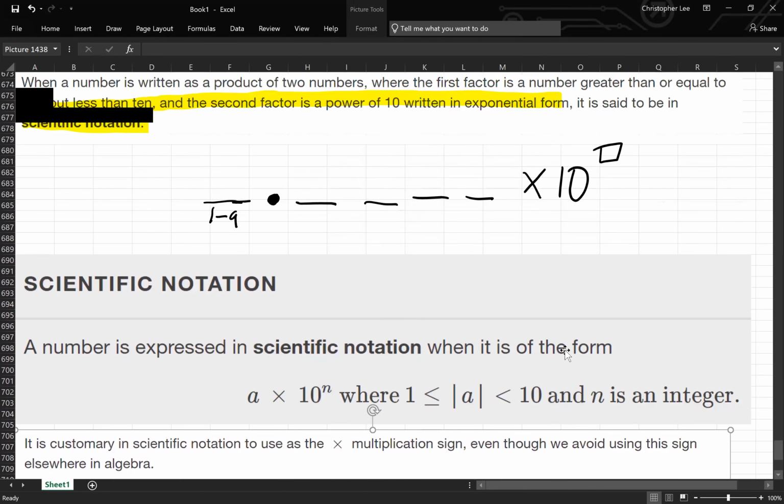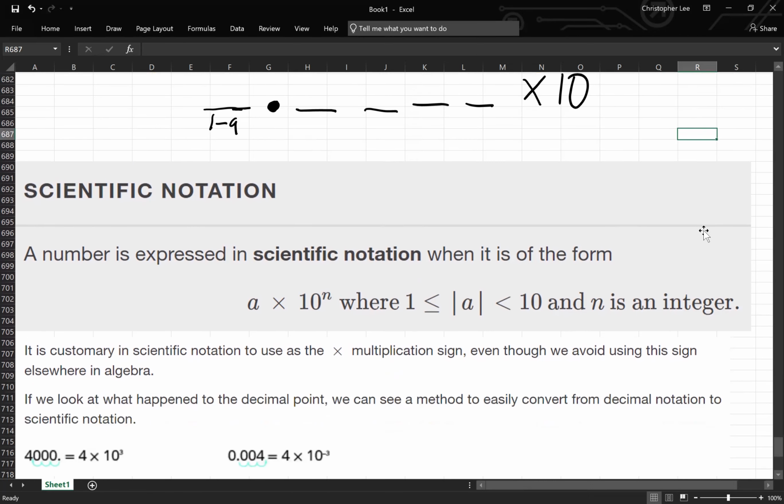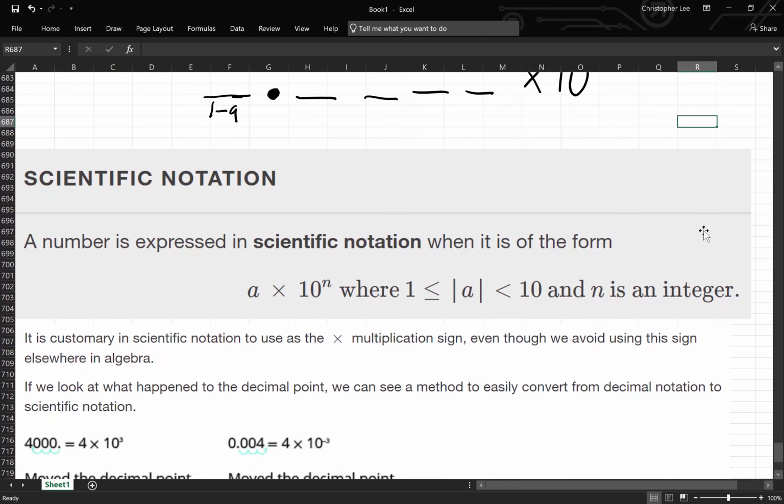All right. So it is customary in scientific notation to use the x as the multiplication sign, even though we avoid using the sign elsewhere in algebra. So we like to use the x in scientific notation for multiplication. If we look at what happened to the decimal point, we can see a method to easily convert from decimal notation to scientific notation. So I have 4,000. If I move the decimal 3 spaces to the left, you see that that becomes 4 times 10 to the third. That's positive.